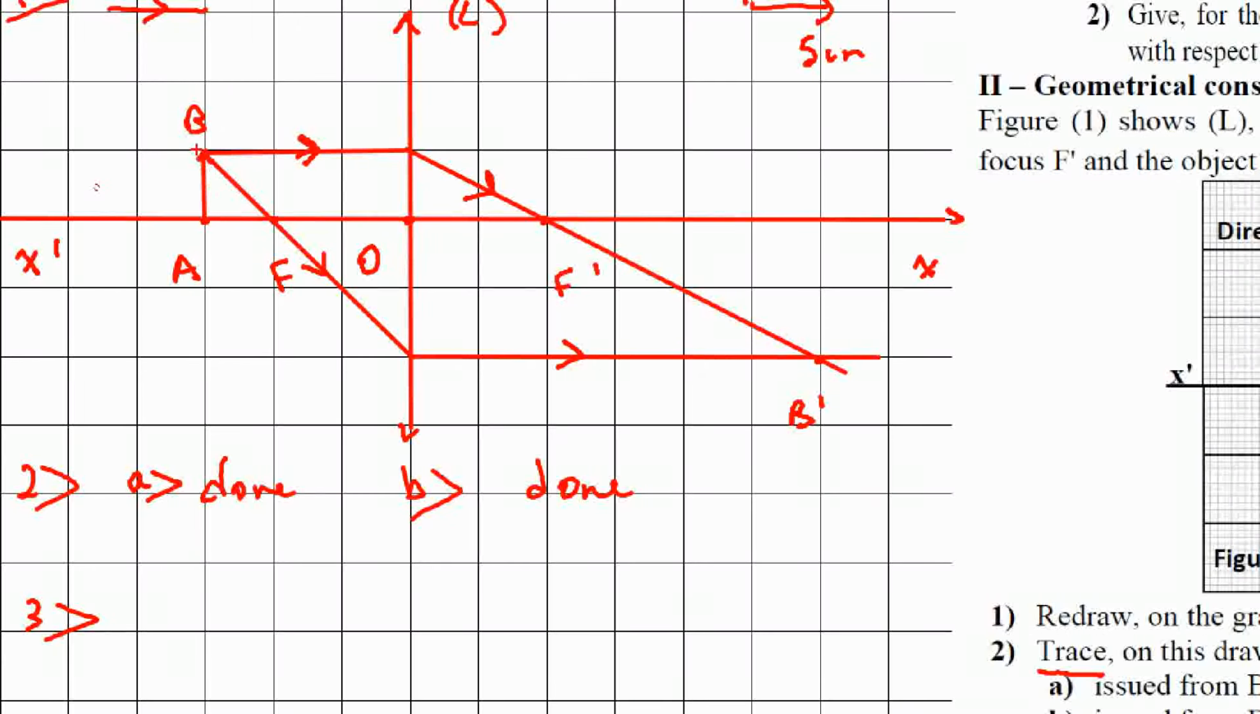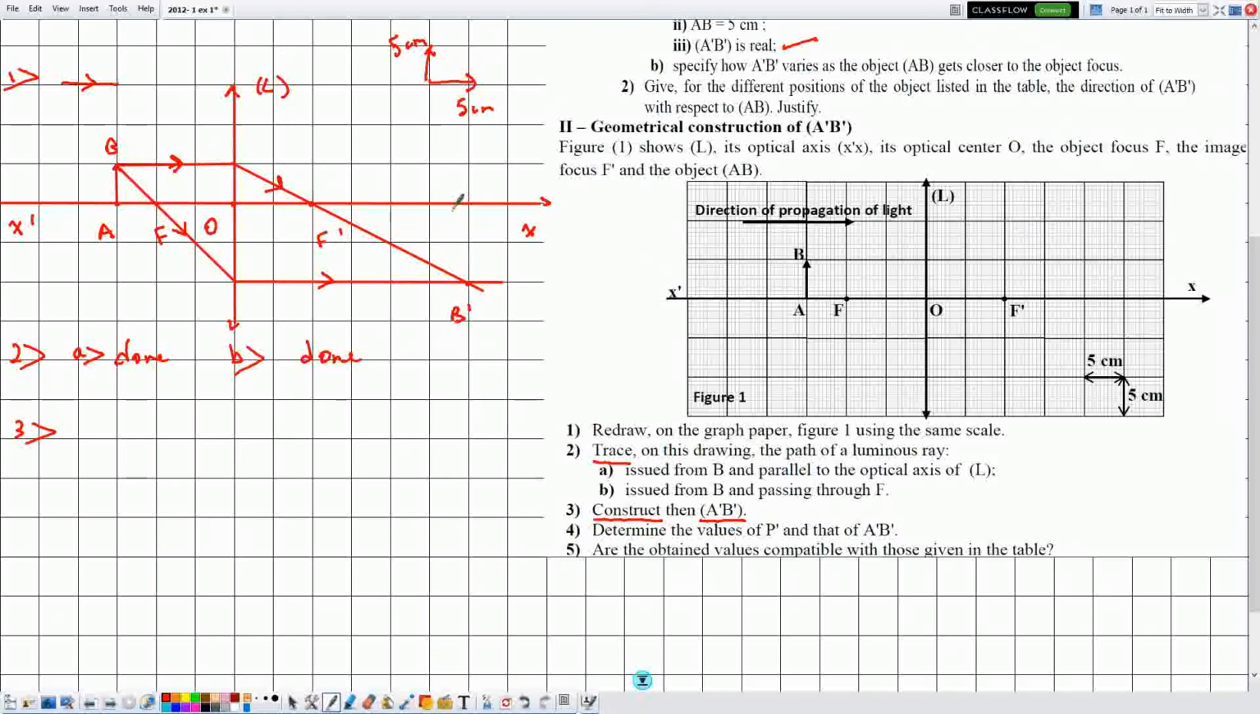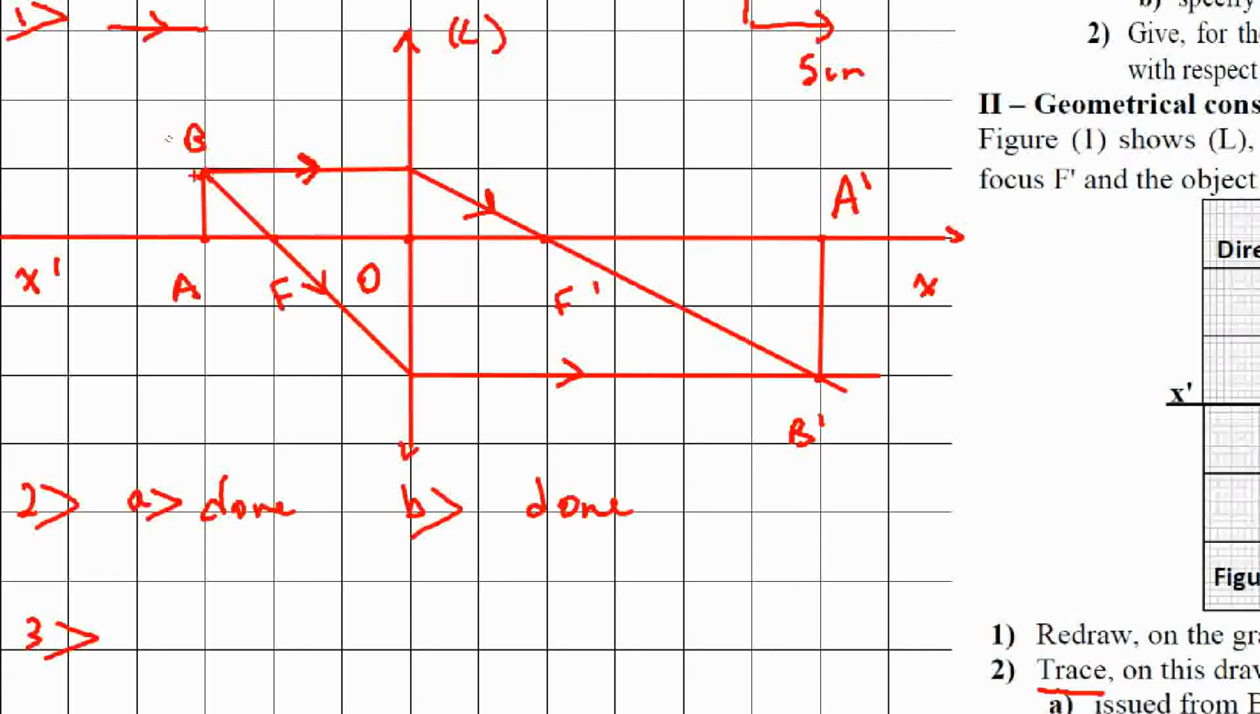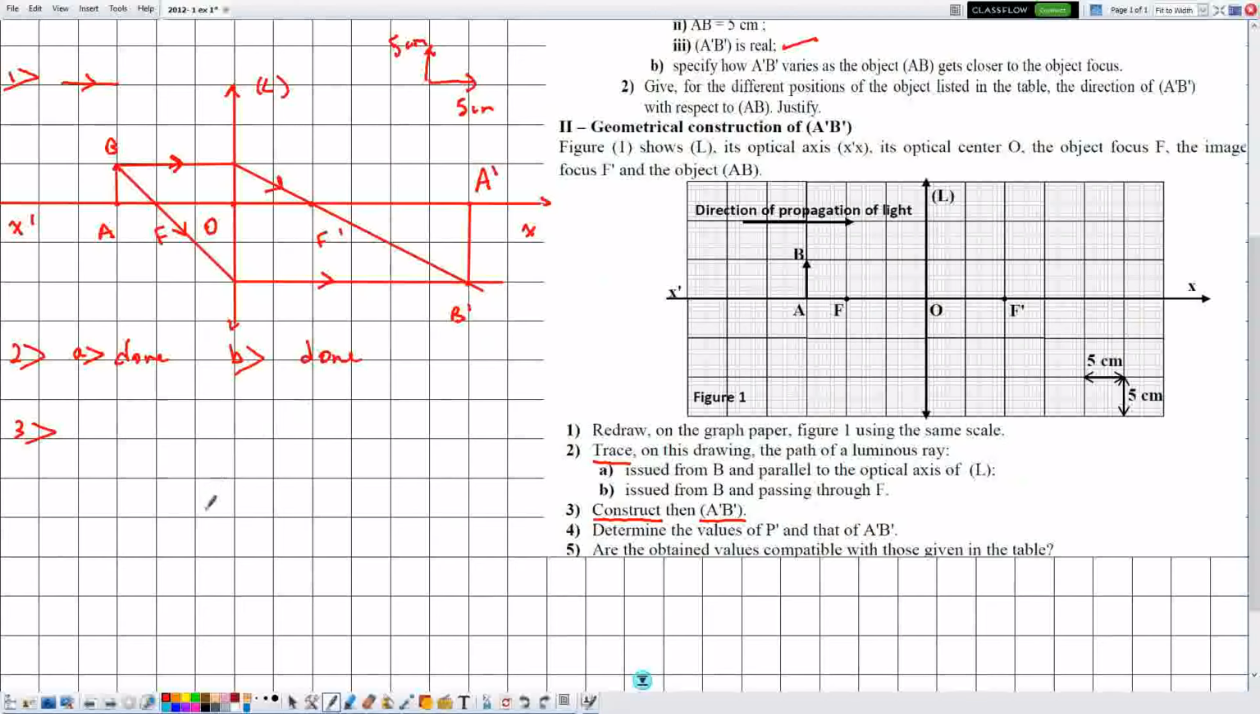Here A represents the foot perpendicular of B on the optical axis. Therefore, A prime, the image of A, will also represent the foot perpendicular of B prime on the optical axis. Let's trace the image. Moreover, here on the point B we have a hat directed away from the optical axis. Then we must place on B prime also a hat directed away from the optical axis like this, downward. Let me make the hat clear here. Here also on B prime we have a hat. This is the tracing of the image.